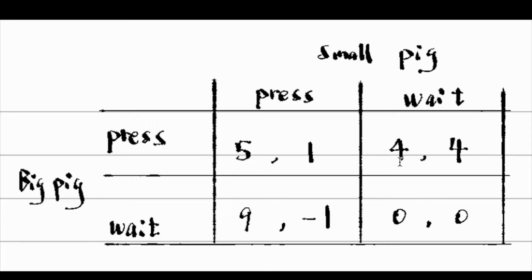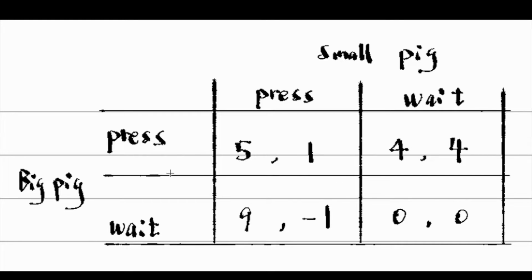The third possibility is that the small pig presses the panel and the big pig waits beside the food dispenser. The big pig eats first, and she has 9 units of utility. The small pig only eats 1 unit of utility, but spends 2 units to press the panel. So her net payoff is 1 minus 2 equals minus 1 units of utility.